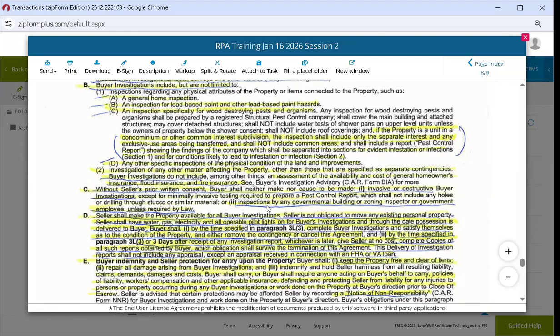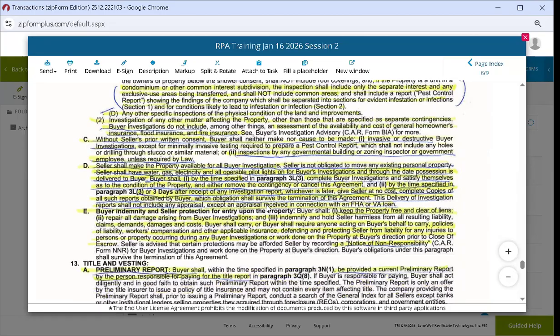That's C2. And the seller should make the property available to the buyer for their inspections. However, the seller is not obligated to move any existing or personal property. The seller will have the water, gas, electricity, and all pilot lights on for the buyer's investigation and leave all of that on through the date the possession is delivered to the buyer. Okay, so remember that they need to have all of this on. So basically, once they transfer over, then they have to transfer over the utilities.